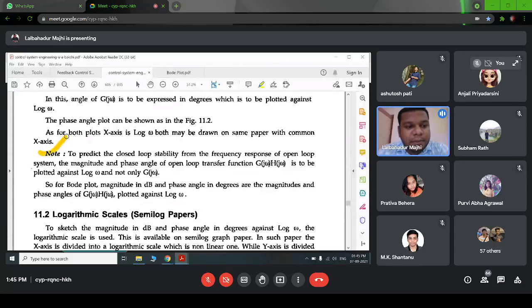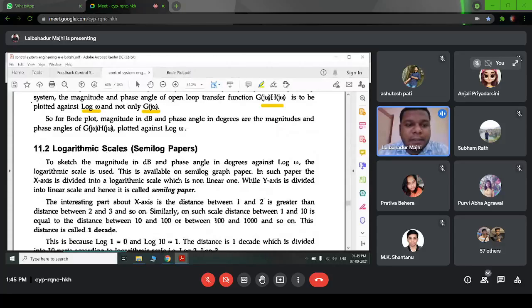So note this one, this is important. To predict the closed loop stability from the frequency response of the open loop system, the magnitude and phase angle of the open loop transfer function G(jω)H(jω) are to be plotted against log omega, not only G(jω). We have to consider the open loop transfer function, not the system transfer function, if we want to predict the closed loop stability.